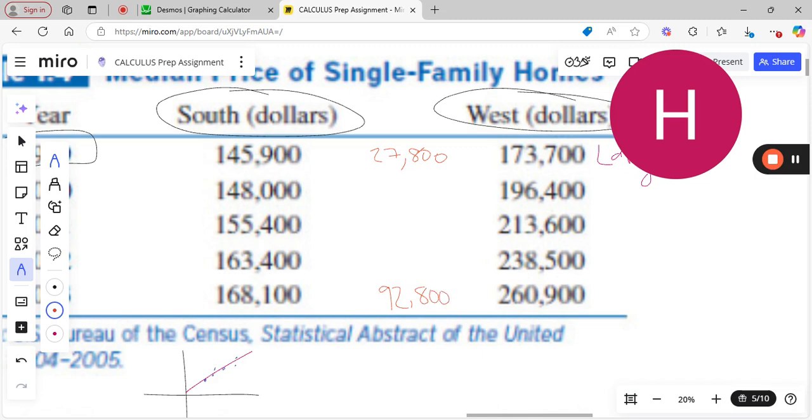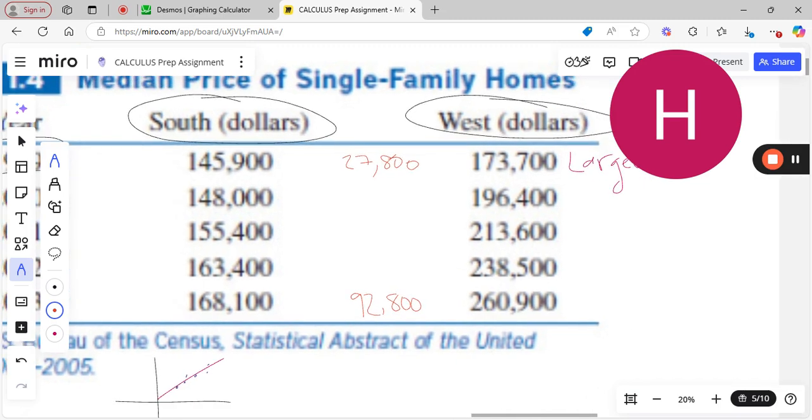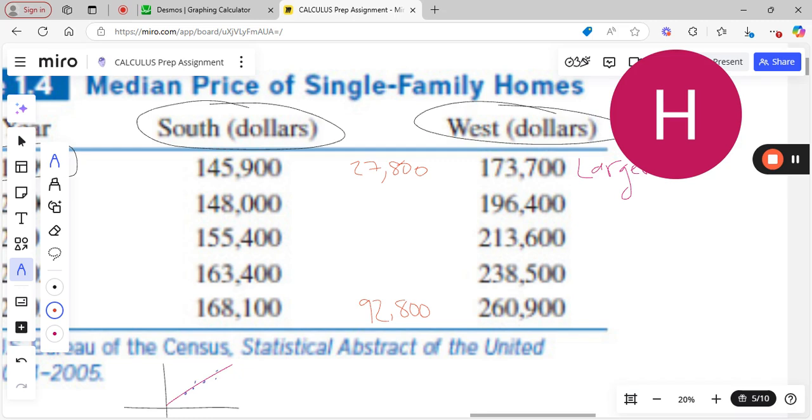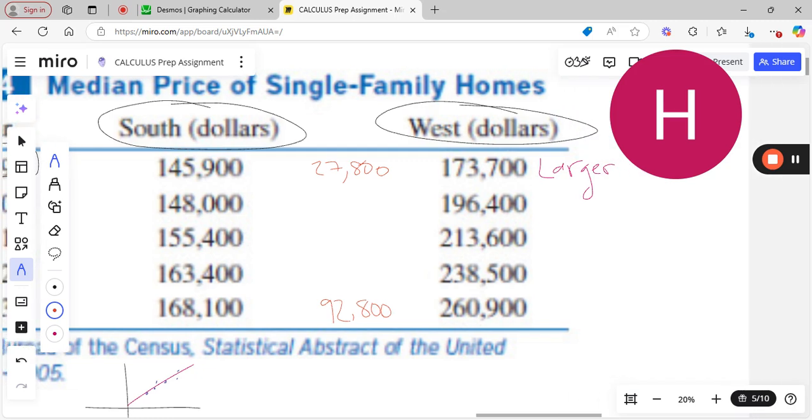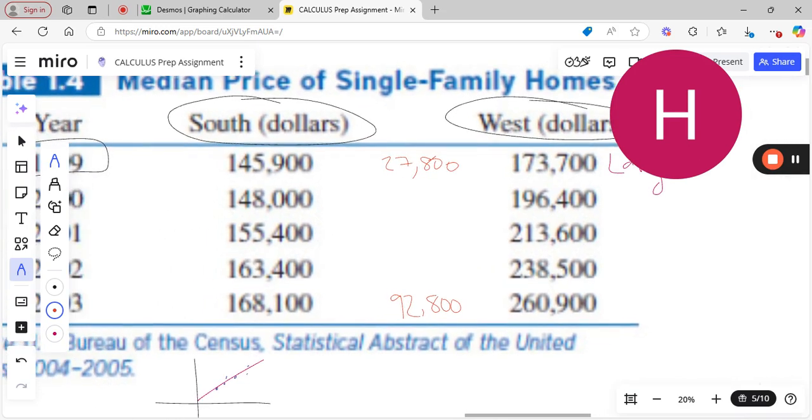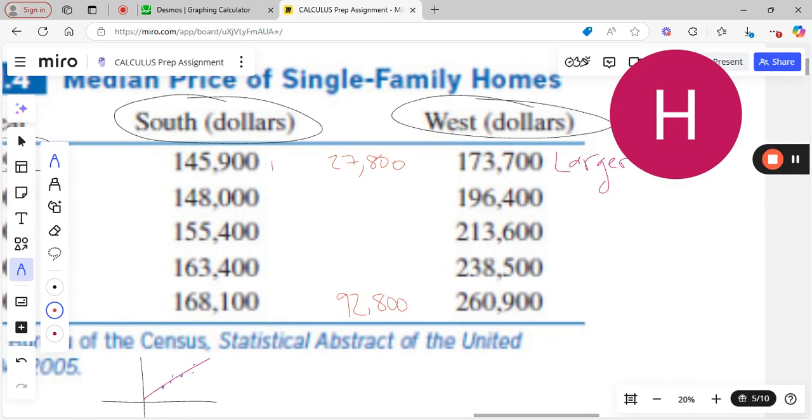$92,800. So the difference, the gap, is increasing. That kind of suggests, right off the bat, that the value in the West is increasing by more than in the South. Because if they were both increasing by the same amount, we'd have the same gap in between them. So that's something worth noting.